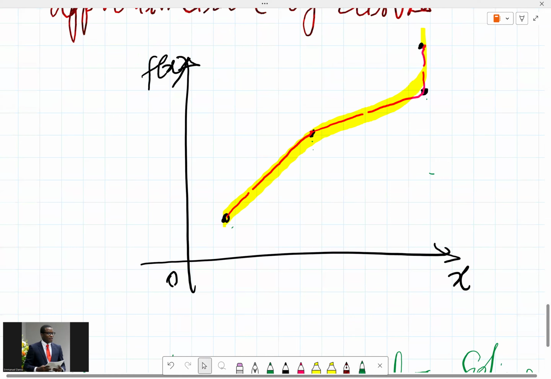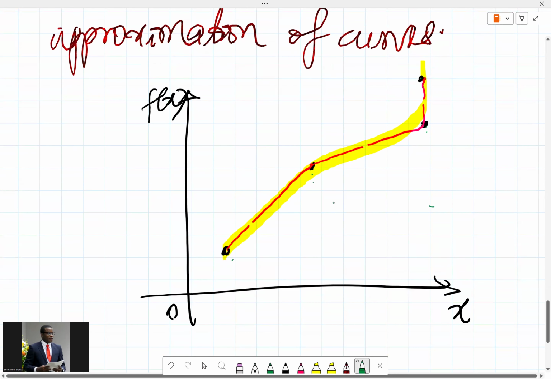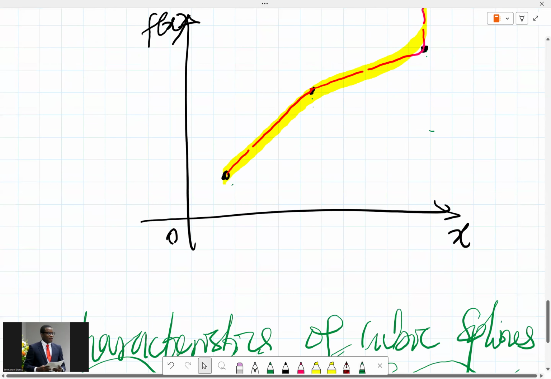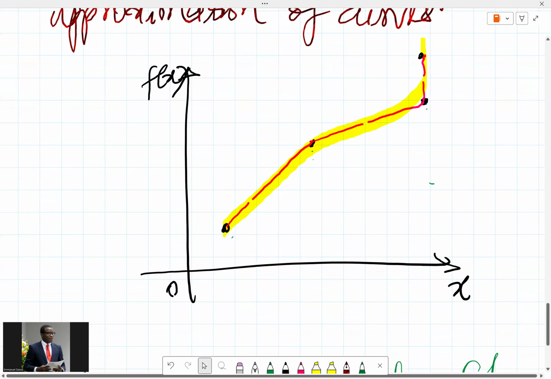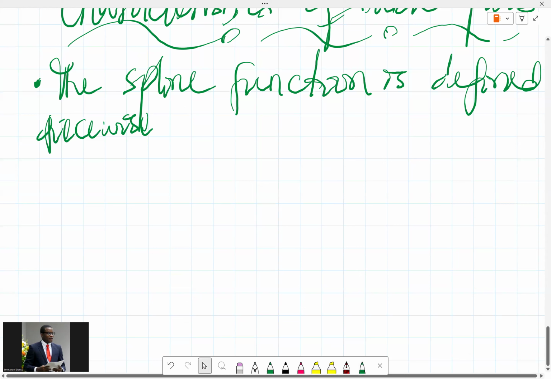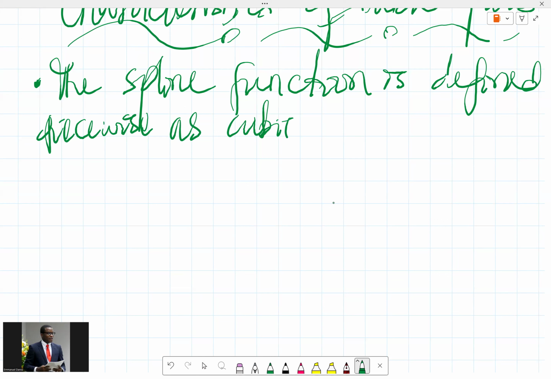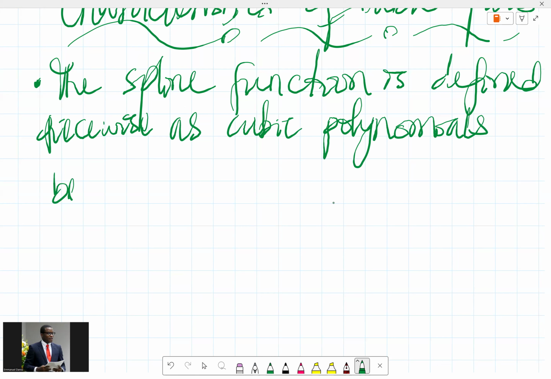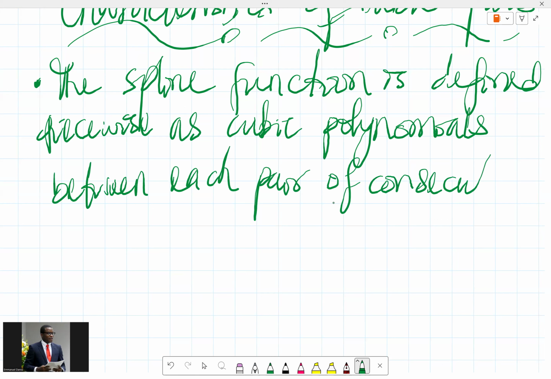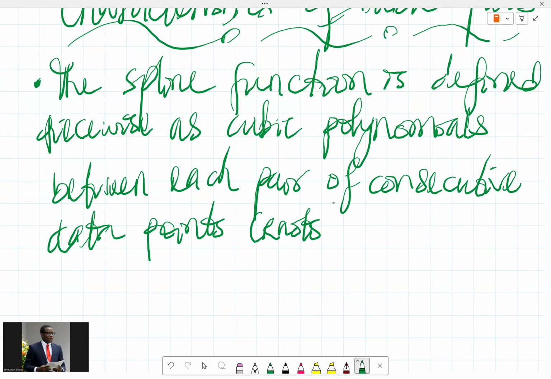Between this point and this one, you have another cubic expression. Between this point and another one, you have another cubic expression. So everything just smoothens out over time, instead of having one expression that joins all the lines together. Okay. So the spline function is defined piecewise as cubic polynomials between each pair of consecutive data points, just like what I showed up there, which can be called knots. So each data point is called a knot.